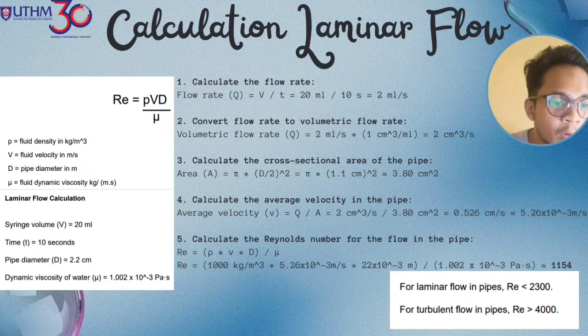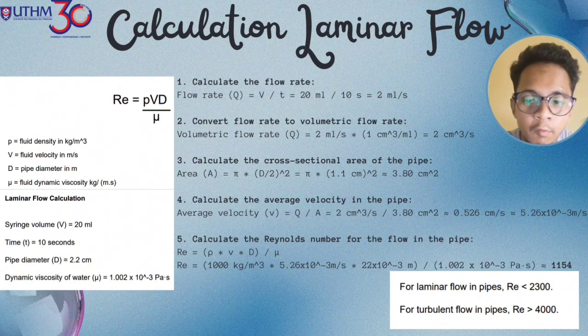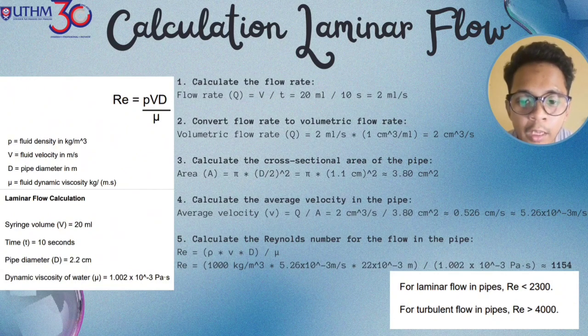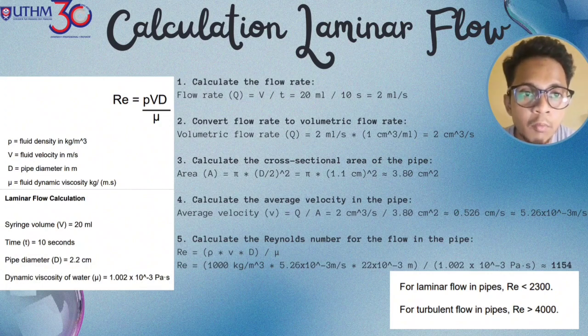The last step is to calculate the Reynolds number. The result is 1154. This result indicates laminar flow in pipes. The Reynolds number is below 2300, so it is laminar flow. That is all from me about laminar flow. Thank you.